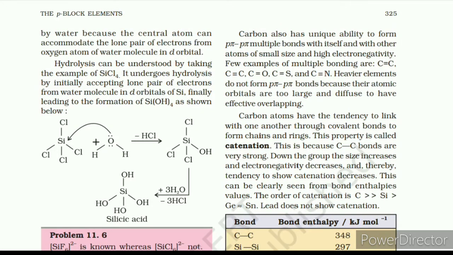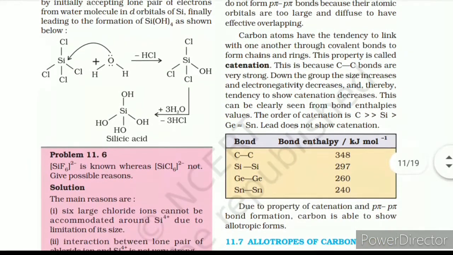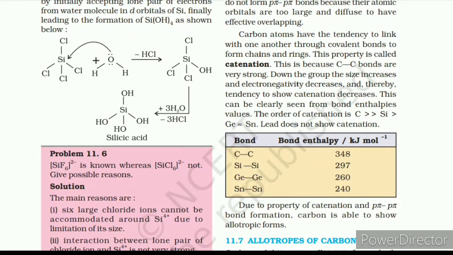This property is called catenation. This is because the C-C bonds are very strong. Down the group, the size increases and electronegativity decreases, and thereby the tendency to show catenation decreases. This can be clearly seen from the bond enthalpy values. The order of catenation is very high in carbon, followed by silicon, which is greater than germanium, which is almost equal to tin. Lead does not show catenation. Due to the property of catenation and p-pi bond formation, carbon is able to show allotropic forms.